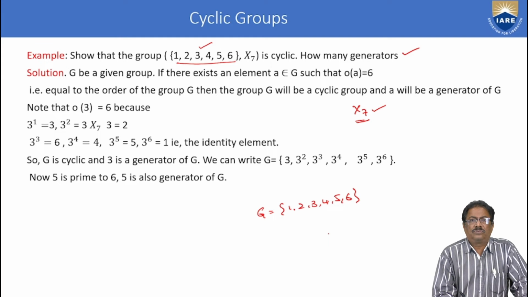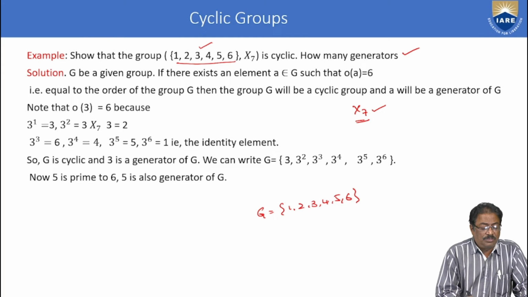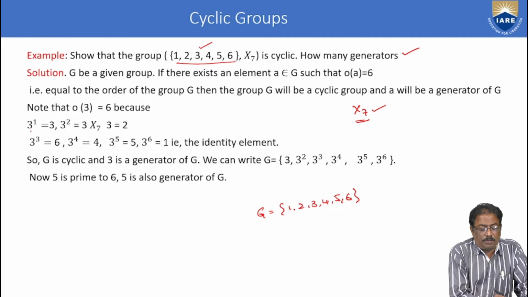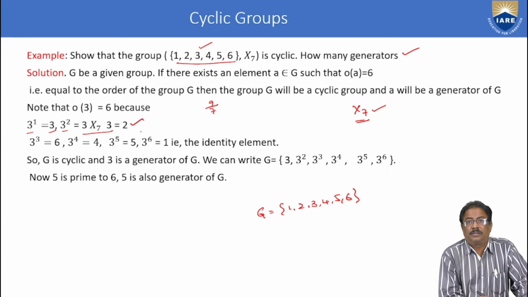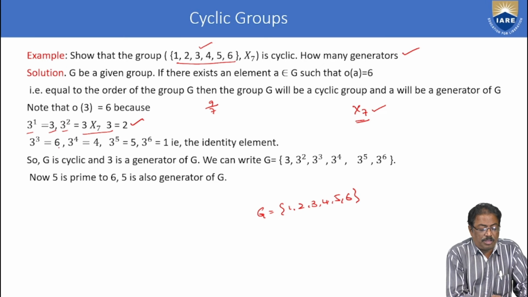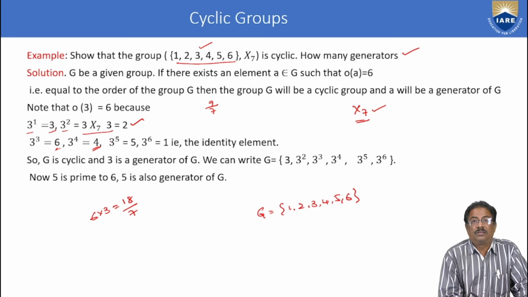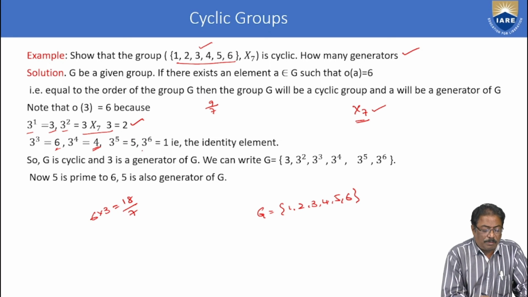As in earlier problems, let us find the generator. 3 power 1 is 3. 3 power 2 is 9, and dividing 9 by 7, I take the remainder, which is 2. The next, 3 cubed, is 6, which is less than 7, no problem. For 3 power 4, 6 into 3 is 18, and dividing 18 by 7, the remainder is 4.